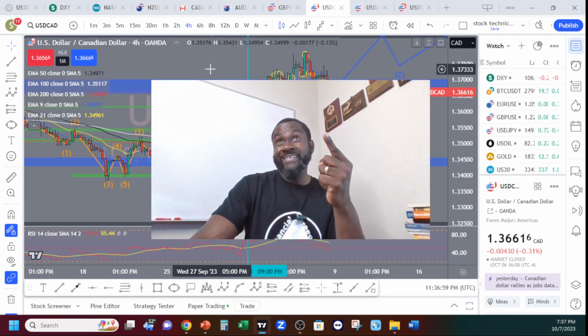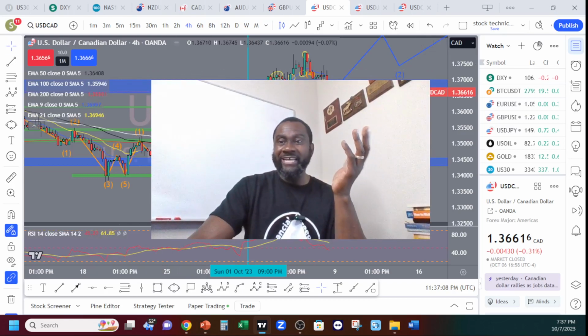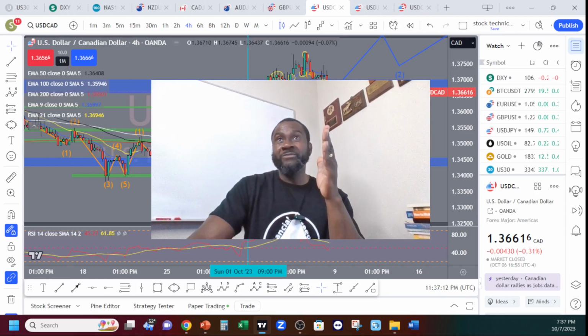Find a candlestick that confirms that you can buy or sell, and then take profit at the next level. This is what technical analysis is all about. This was USD CAD technical analysis for week 1 of October.